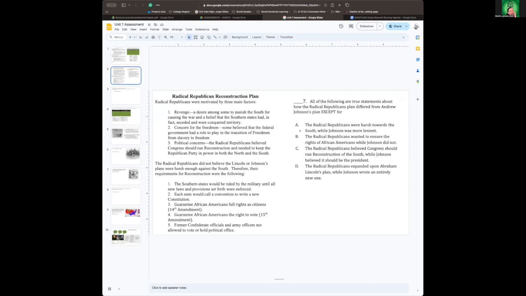Then we get into a multiple choice question. In this case, again, we've got the radical Republican Reconstruction Plan, and students will choose from the following options. When they know what answer they want, they're just going to click in the box and type their answer. Answer choice Z in this case is very clearly the correct one.